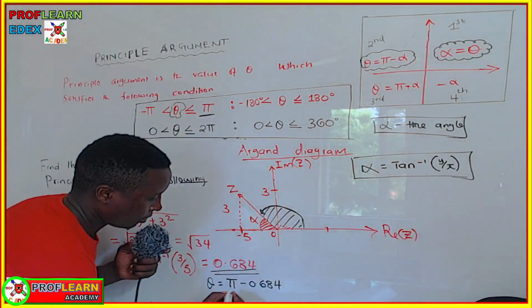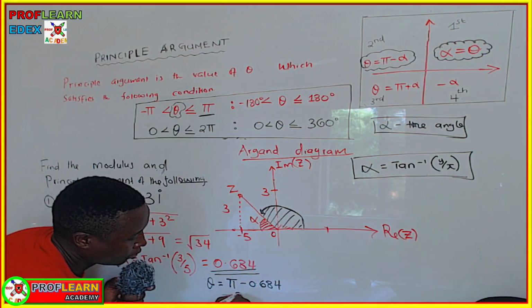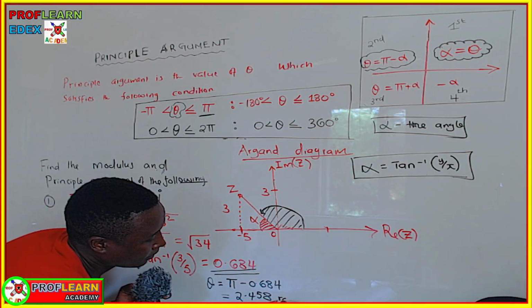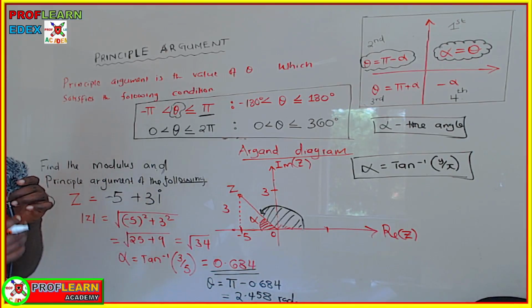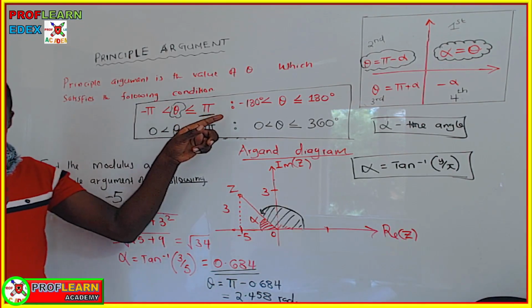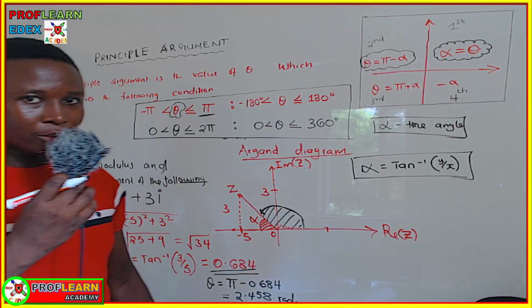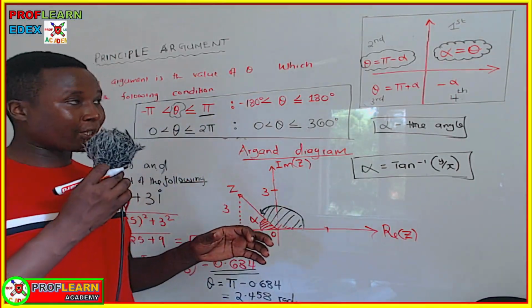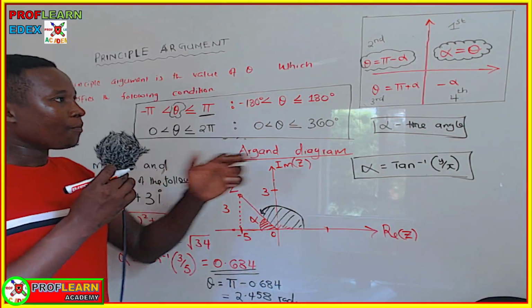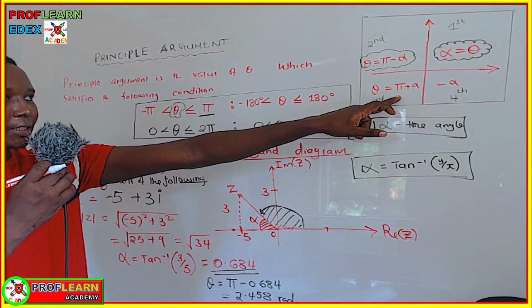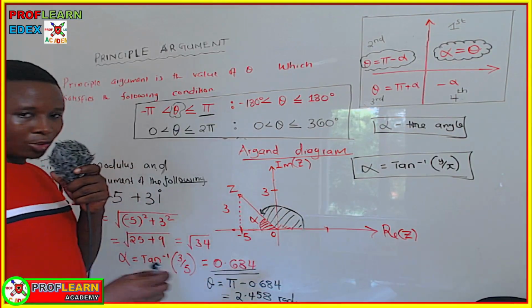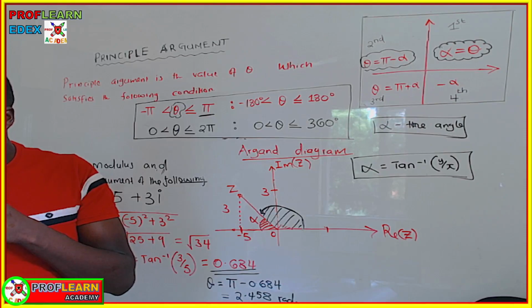2.458, as in radians, as the principal argument in this case. So the most important thing whenever you are told to work out the principal argument, you need to ask yourself in which quadrant it is. Then remember the angle is measured anti-clockwise.